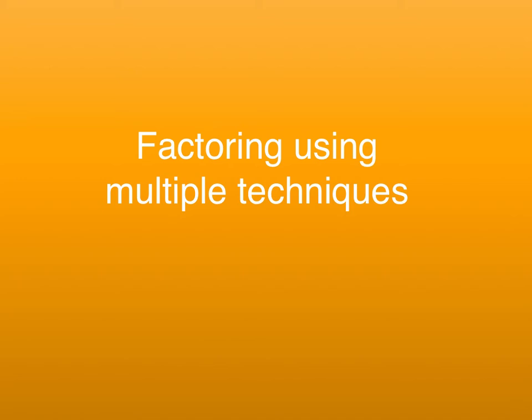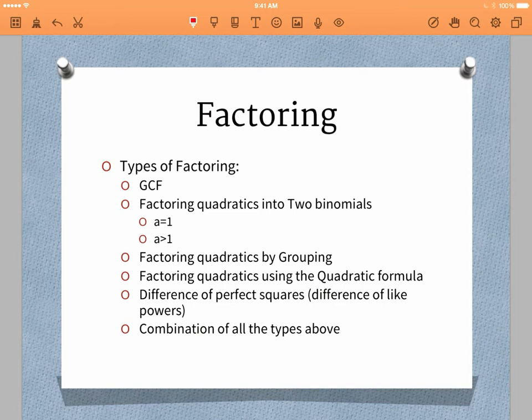Okay, now we're going to look at rules of factoring. We're going to look at a few examples of each type. So we're going to look at factoring that involves a GCF. We're looking at factoring quadratics, two binomials when the number in front of the x squared is 1 and the number in front of the x squared is bigger than 1. We're going to look at factoring quadratics by grouping, which will also play into when a is greater than 1.